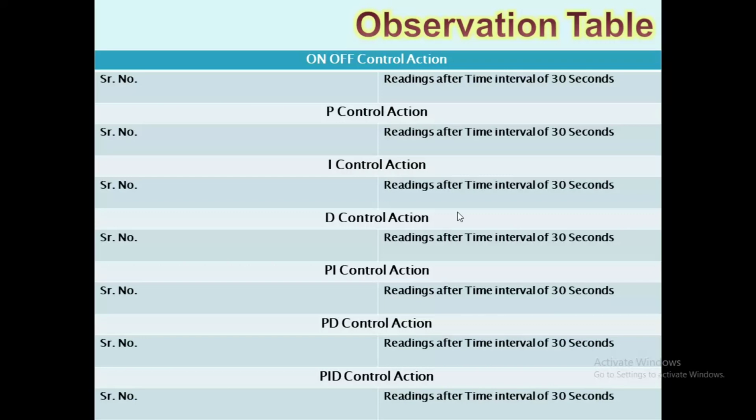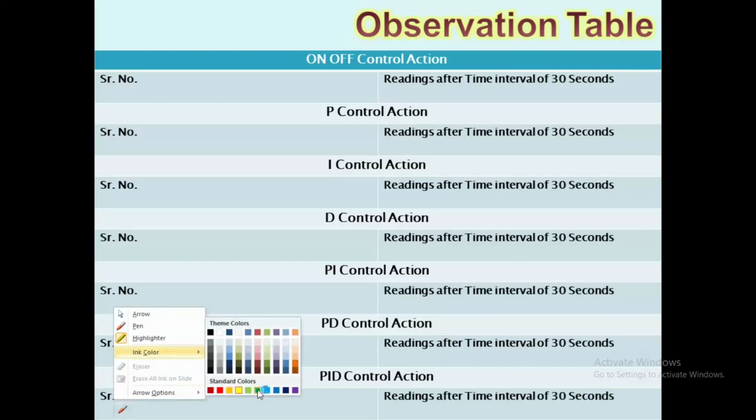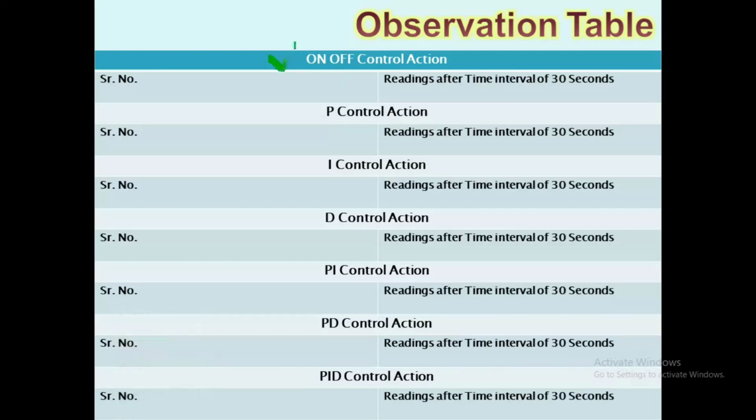As far as the experimentation part is concerned, we have this observation table. In this observation table, there are total 5 types of control actions. The first one is the on-off control action. A very simple kind of on-off control we have in our homes also: on-off button. When we switch the button on, your fan is on, and when we switch it off, your fan is off.